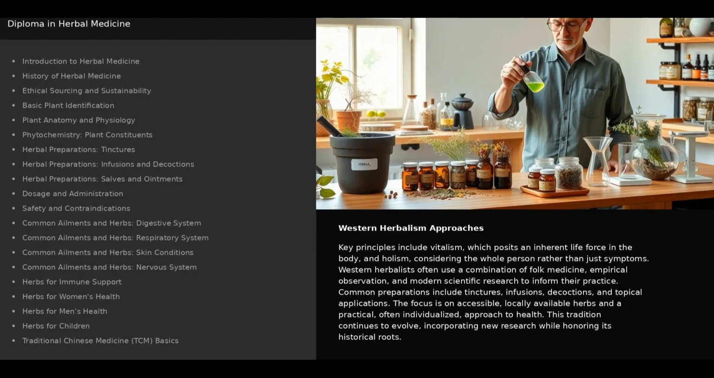Western herbalists often use a combination of folk medicine, empirical observation, and modern scientific research to inform their practice. Common preparations include tinctures, infusions, decoctions, and topical applications. The focus is on accessible, locally available herbs and a practical, often individualized, approach to health. This tradition continues to evolve, incorporating new research while honoring its historical roots.